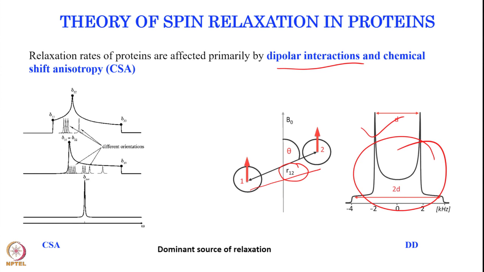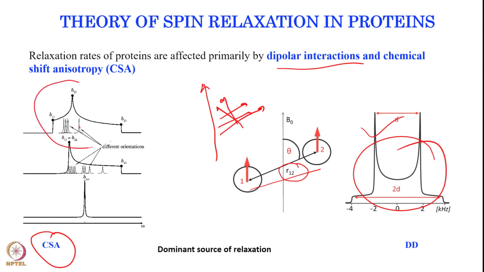Another important phenomenon that contributes to the relaxation is called chemical shift anisotropy. So if spins are not tumbling and they are in the magnetic field, and they are oriented in various directions, each of these directions will have one resonance frequency, which is shown here. If you take the envelope of all these resonance frequencies because of the different orientations, you get a really broad line, something like this. Chemical shift anisotropy is essentially orientation dependence of the chemical shift.